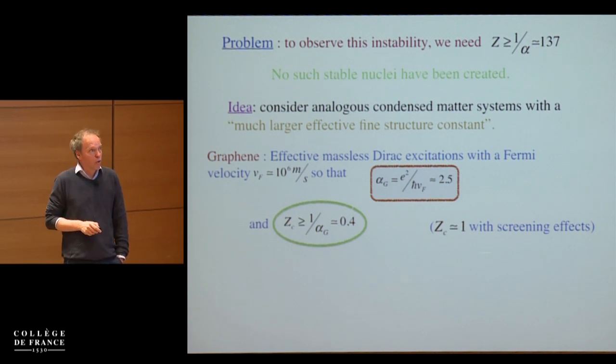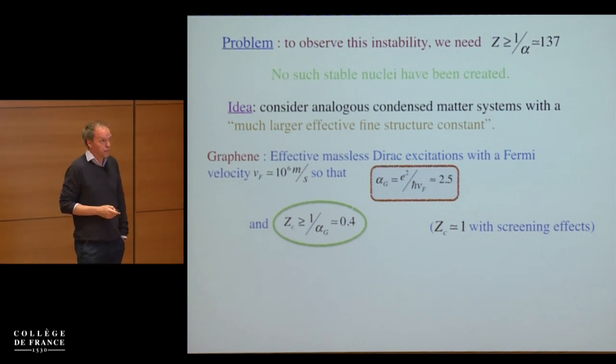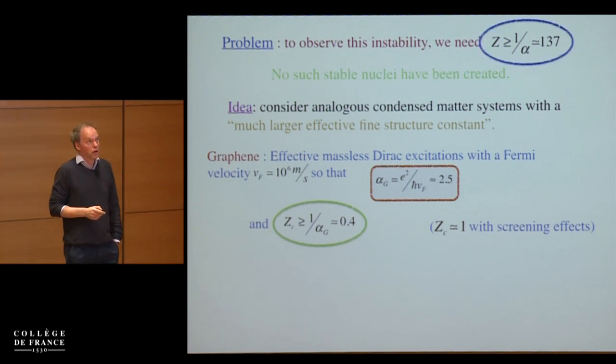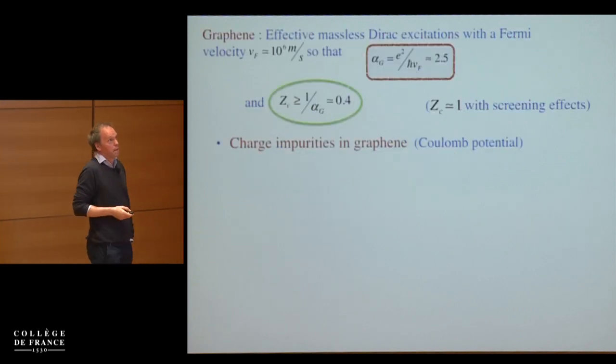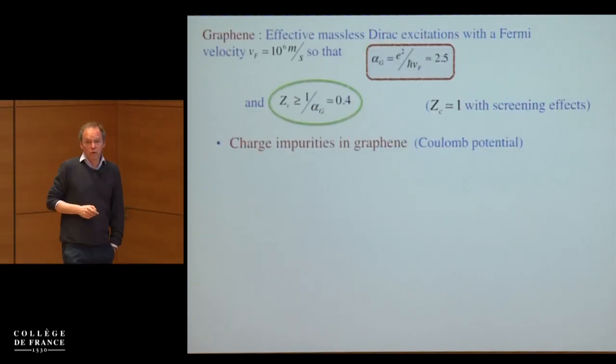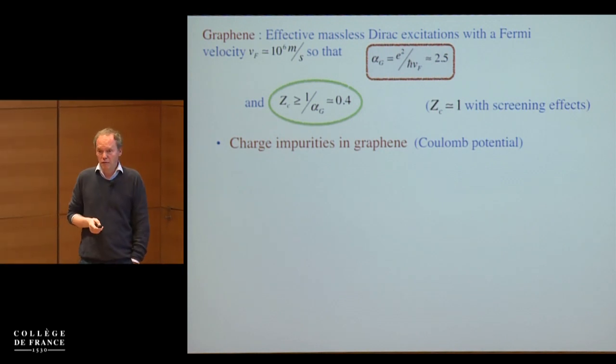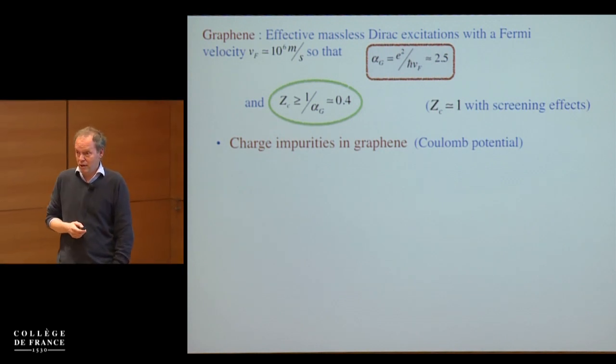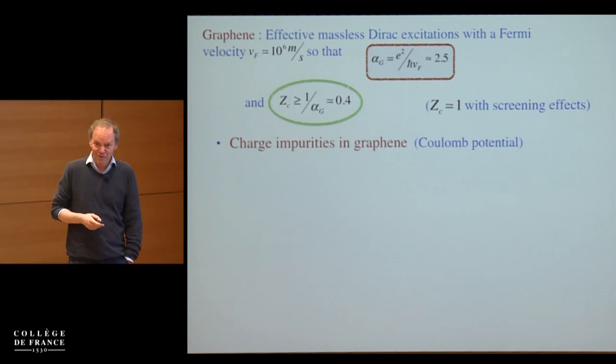In fact, it equals 1 because we have to include screening effects in these condensed matter systems. And this is much easier to achieve than the value here. Okay? So this idea with graphene, in fact, was an excellent idea. It's not mine, in fact.